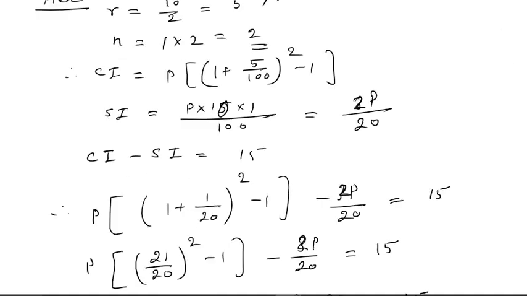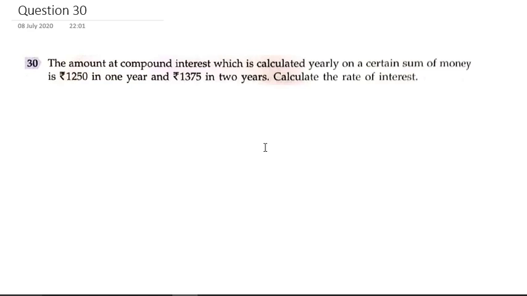Now let us move to next problem, question number 30. Question number 30 is: the amount at compound interest, which is calculated yearly on a certain sum of money, is rupees 1250 in 1 year and 1375 in 2 years. Calculate the rate of interest. So here again we have to find the rate of interest.